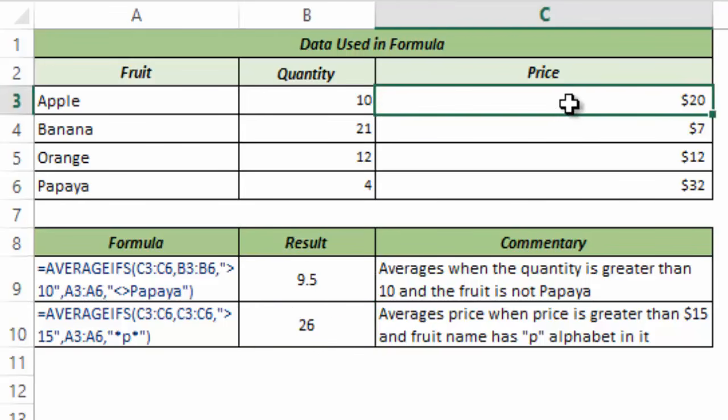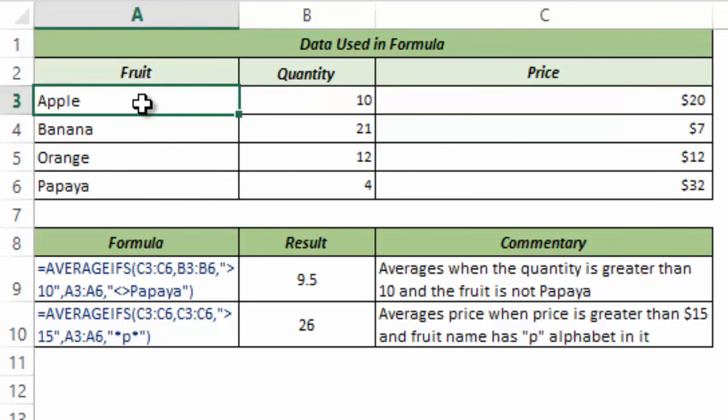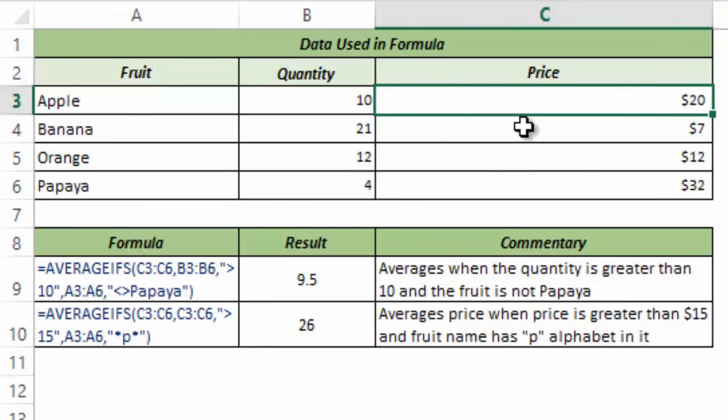It goes here to the price point 20 and checks for the condition. The first condition is that the price should be greater than 15, which is true, and the second condition is that the fruit name should have the alphabet P in it, which is again true. So this is taken into consideration for average.